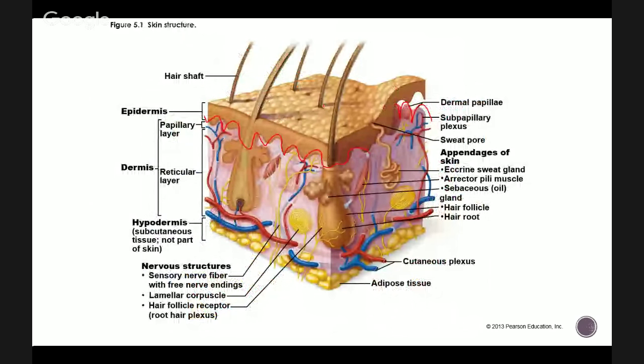Looking at this picture, as we were saying before, you'll find that there are different things in the dermis. The reticular layer is where you're going to find the hair. You're going to find nerve endings here, part of the nervous system. Vascular structures are found in this region as well.